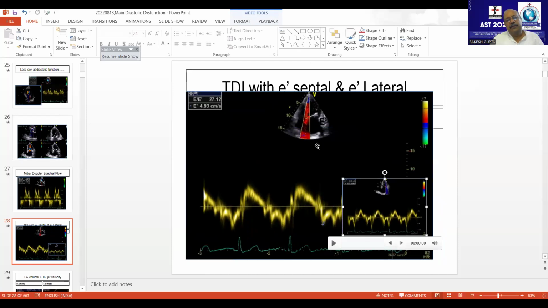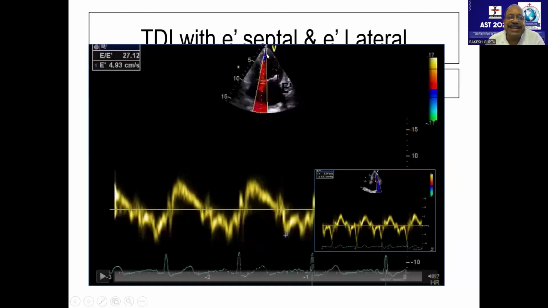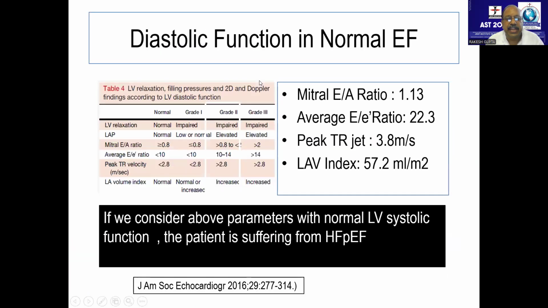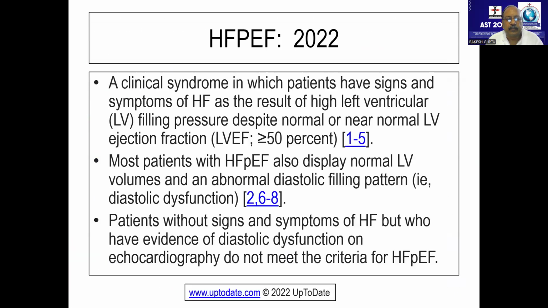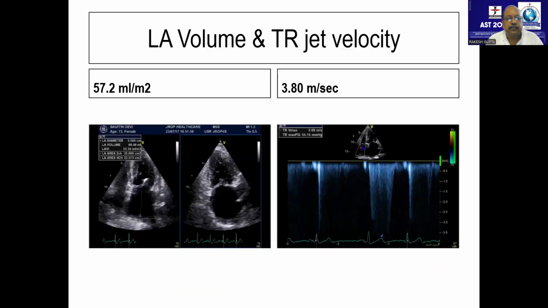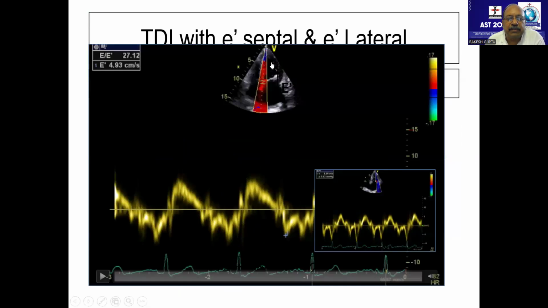So what do we do? We go to the machine, go to the 4-chamber view, and there's a button of TDI in the system. As soon as you push the button of TDI, you will find a Doppler spectrum pattern like this in your TDI machines. Then you take a pulse wave Doppler sample slightly towards the LA side, and you get this kind of Doppler spectrum pattern when you freeze the 2D image.